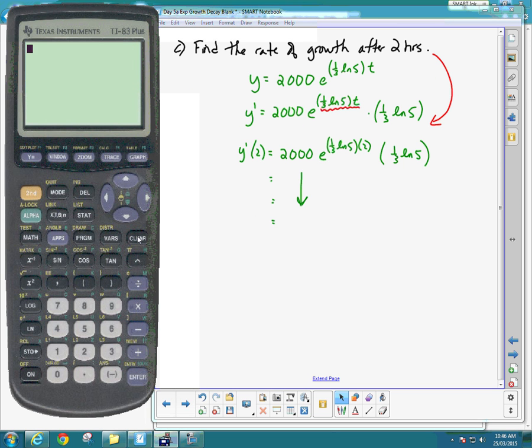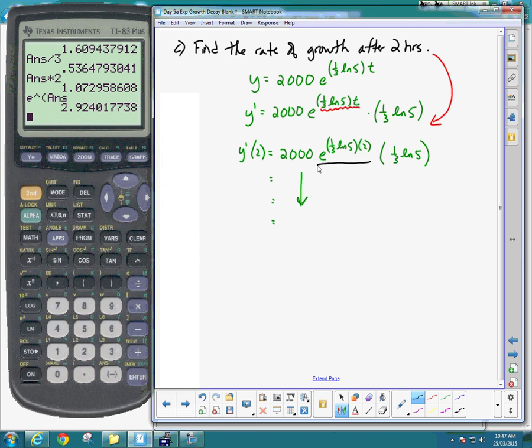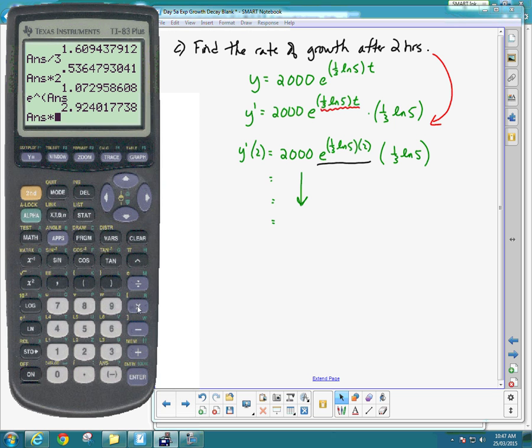Again, I'm going to work from the inside out here, so I'm going to start with the ln 5. Get an answer, divide by 3, get an answer, times 2, get an answer. I'm going to go e to that power. Get an answer. So I've figured out all of this part. I think now I'll multiply it by 2,000.